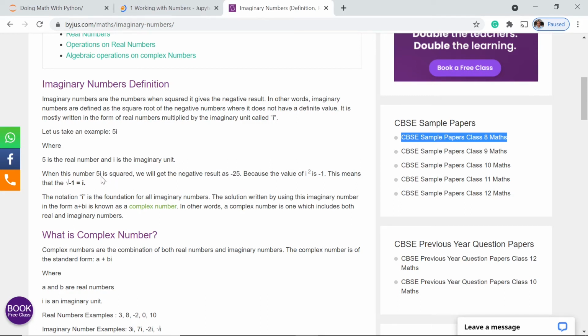Okay, so for example, when it is 7i, then this will give us the value negative 49. Again, it's because the value of i squared is negative 1. So there you go, we already know the definition of a complex number. So let's go back to our work.